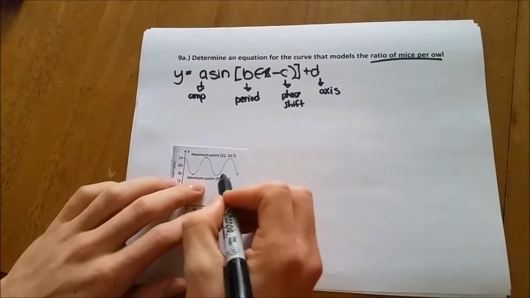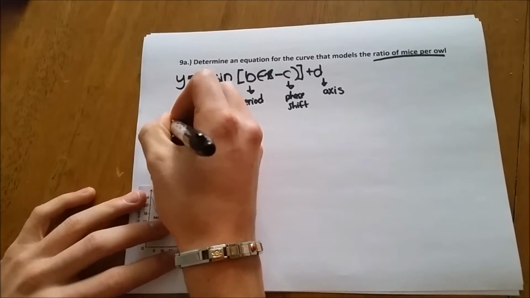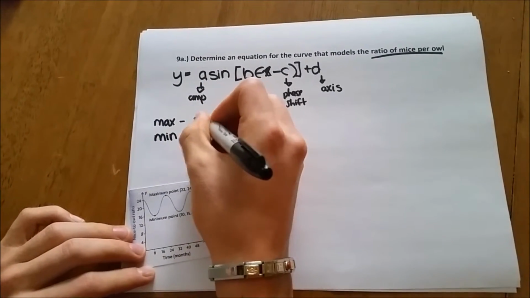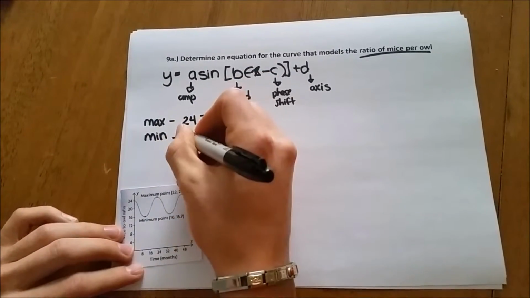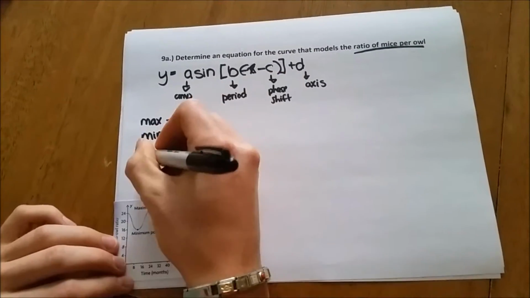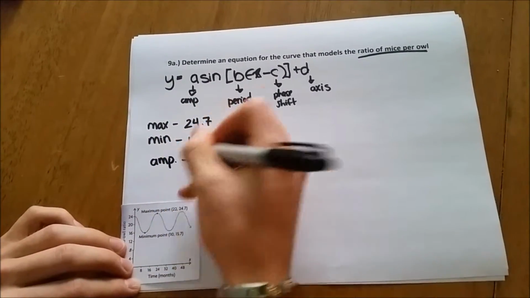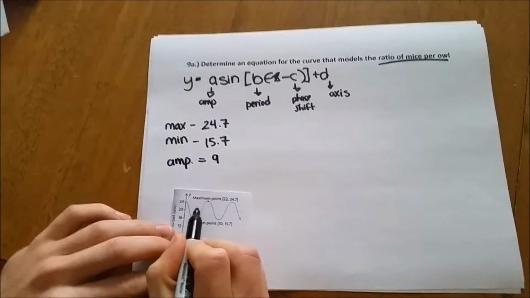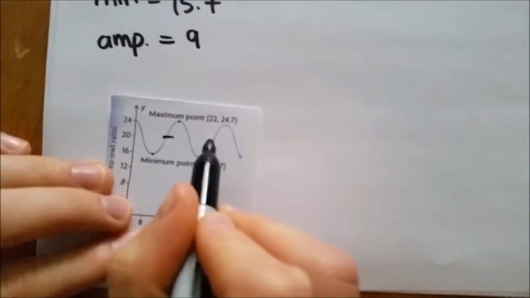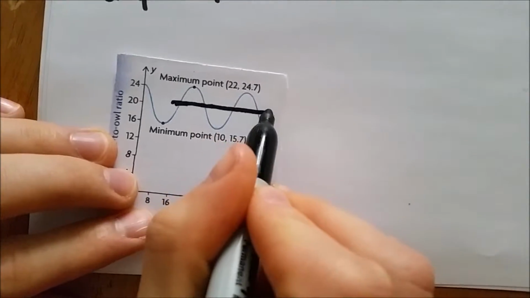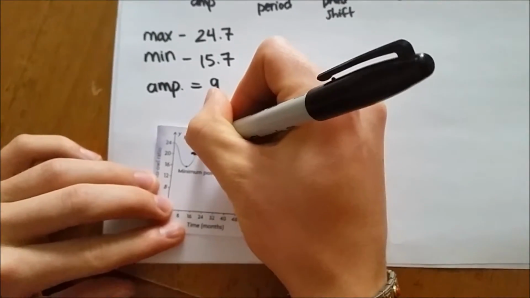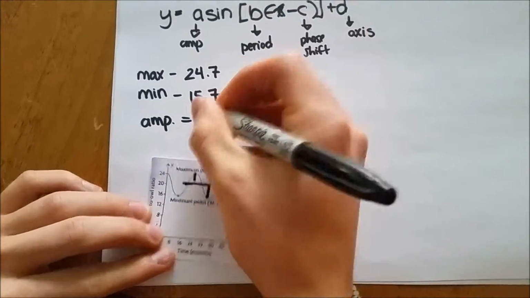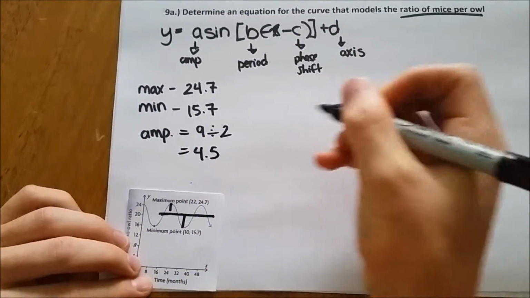It gives us the maximum and minimum values already, so we can use that to find our amplitude. Our max value is 24.7 and our minimum value is 15.7. We subtract these two numbers and we get 9. Since we're using sine, our axis is right here in the middle, so we divide that by 2 because the amplitude is the distance from the axis to the max and min. So 9 divided by 2, our amplitude is 4.5.